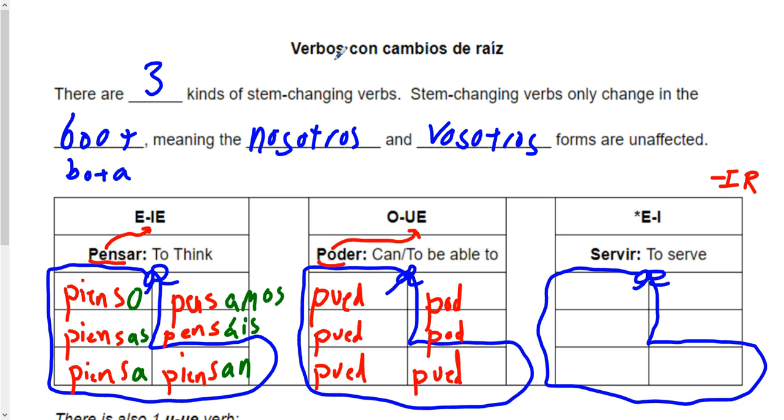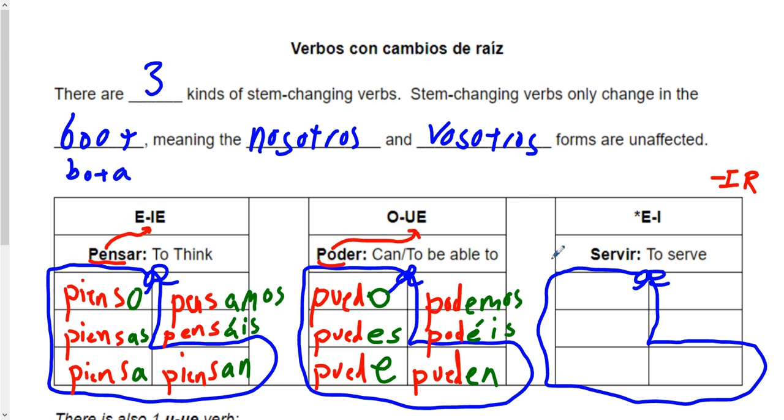This is an ER verb, so we're going to conjugate it with normal ER endings. Puedo, yo always ends in O. I can speak today. Tú should end in es, puedes. Él, ella, usted, a. Podemos, that's an E. Podéis, accent on the E because it's an ER verb. Pueden, en.